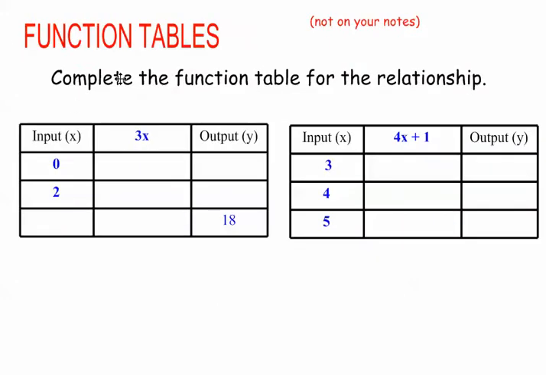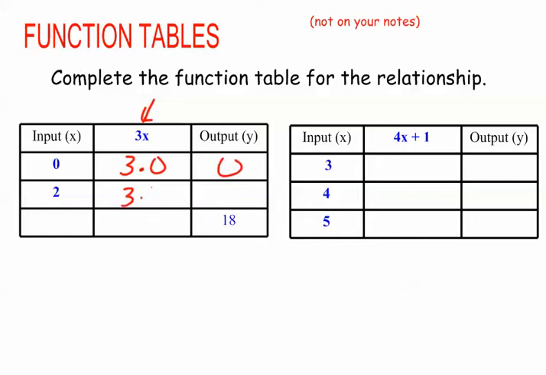Okay, this is not in your notes, but this is just a couple more examples, so you can just kind of watch me. All right, so here is my function chart. I've got my x values, my rule, and my output. My rule is really important because that's telling me what I'm going to do. I always need to know the rule. So I'm going to plug in for 0. So that just means 3 times 0 would just give me 0.